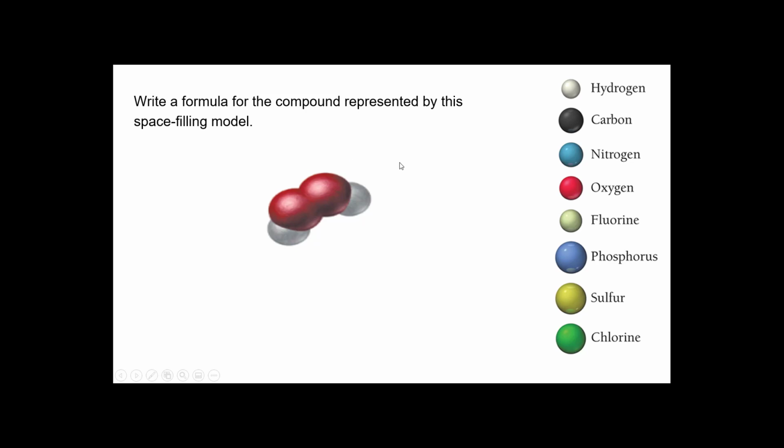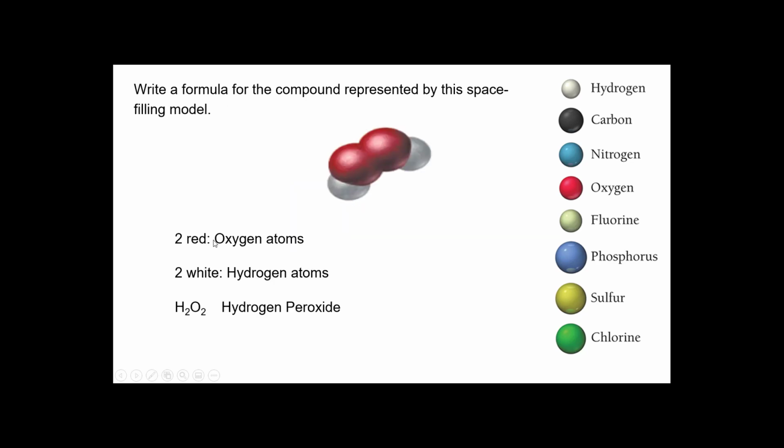So write a formula for the compound represented here. So this is not difficult. You count the balls, and then you figure out what balls these are. So this is oxygen, so 1 and 2. We have 2 oxygens, and we have 2 hydrogens. So we have 2 red and 2 white. This is hydrogen peroxide. Hydrogen is written first because it's more metallic than oxygen.